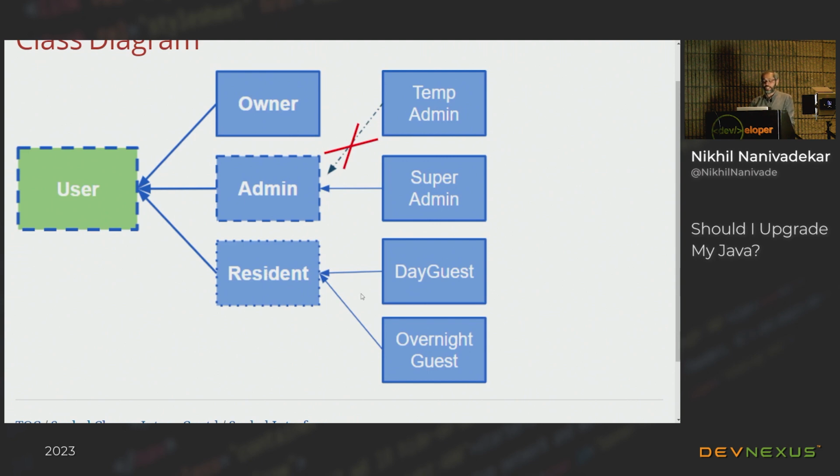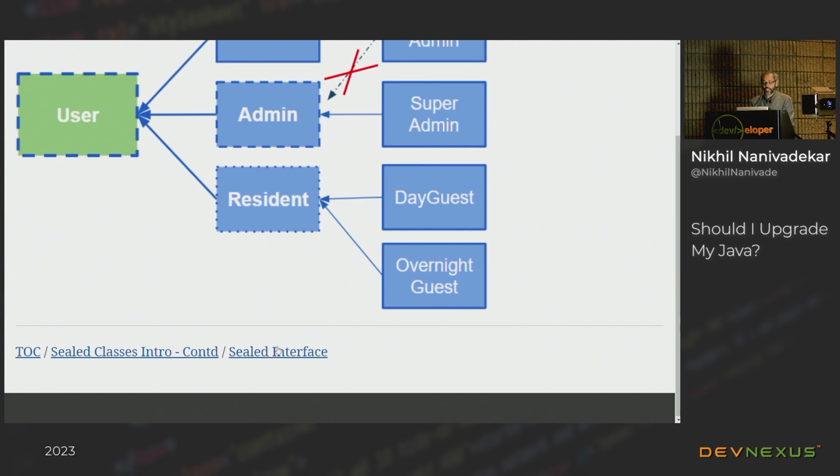So as you can see, resident opens it up for day guests as well as overnight guests, and you can have as many as you want. Admin, on the other hand, only permits super admin, and we'll look at the code in a second. It does not permit temporary admin. So even though temporary admin wants to become an admin, they don't get to be.